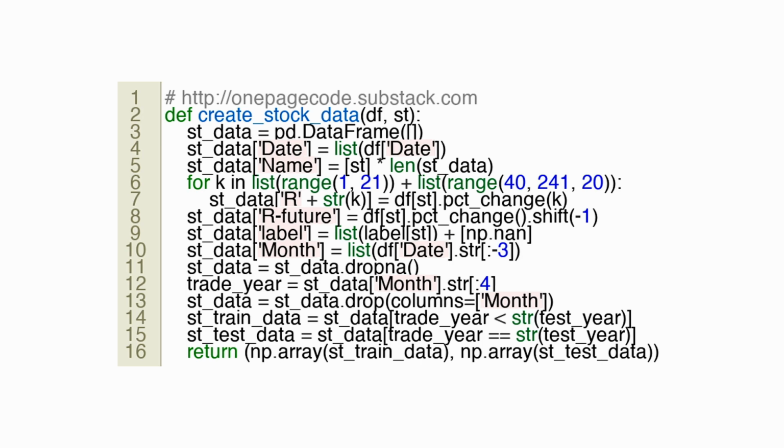It then adds a label column and a month column based on the date column. It drops any rows with missing data and creates a train data and test data dataset based on the year of the data. Finally, it returns the train and test data for the stock as NumPy arrays.